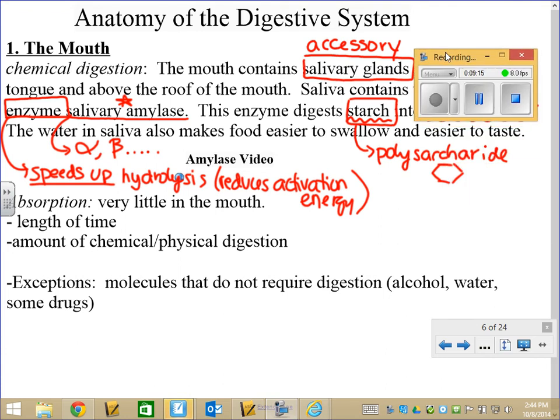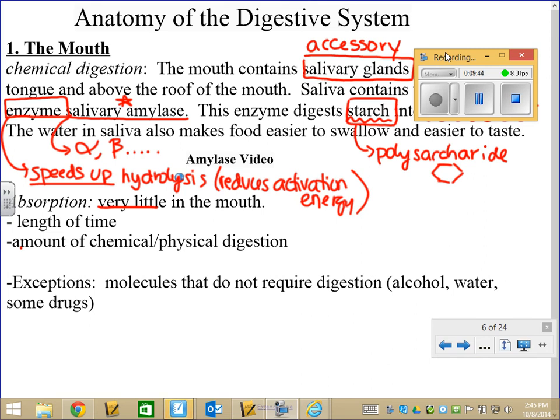Now the other thing is absorption, and even though very, very little happens in the mouth, we still need to mention it because there is a particular example or two where it happens. The reason very little absorption happens in the mouth is because of the length of time and because of the amount of digestion that has already taken place. And the answer to both of those is very little.